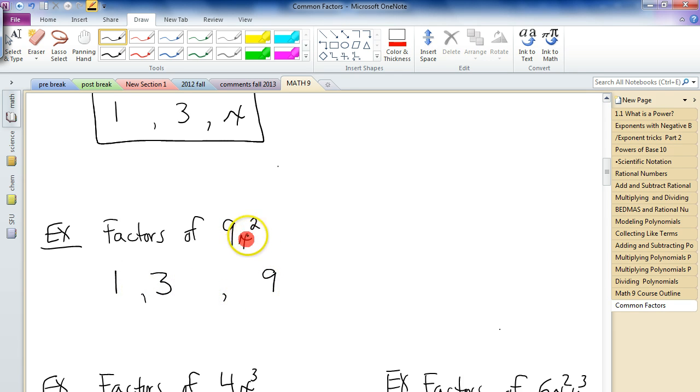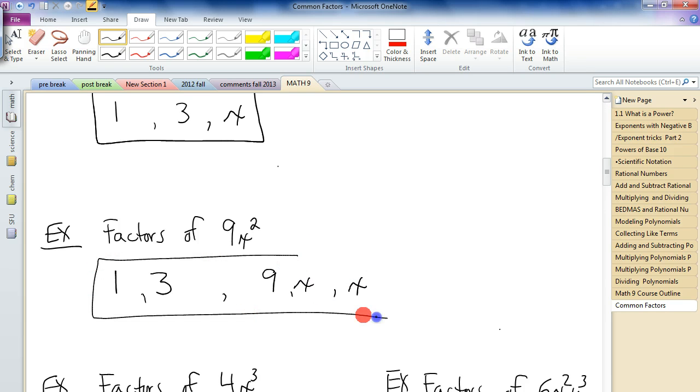And what is x squared made up of? What goes into x squared? Well, an x does, and an x does. And that's it, because there's two x's. So that's how you handle variables and trying to find their factors. X squared is made up of x times x.